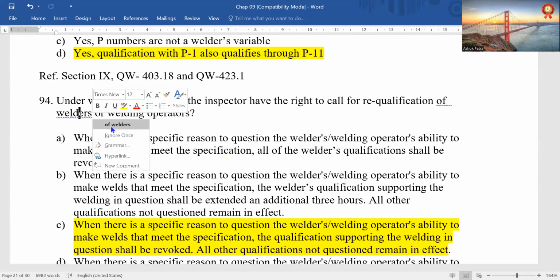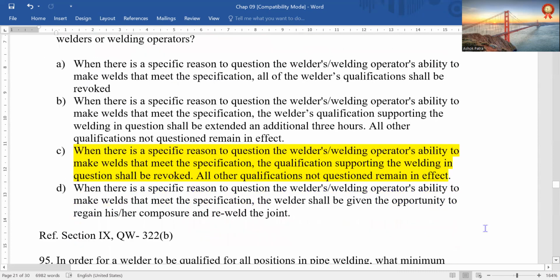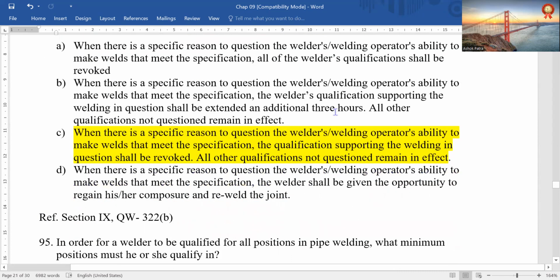Under what condition does the inspector have the right to call the qualification of welders and welding operators into question? When there is a specific reason to question the welders' or welding operators' ability to make welds that meet the specification. The qualification supporting the welding in question shall be revoked. All other qualifications not questioned remain in effect.